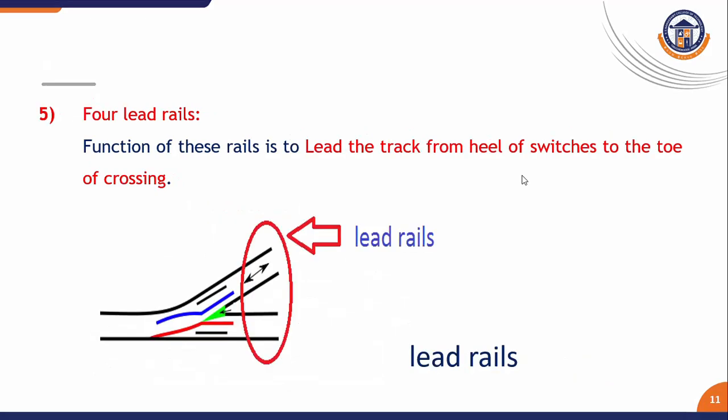The fourth is lead rails. The function of these rails is to lead the track from the heel of switches to the toe of the crossing. You see the lead rails, shown by the arrow mark, and then we can identify the track properly. The heel of switches functions properly for the toe of the crossing.